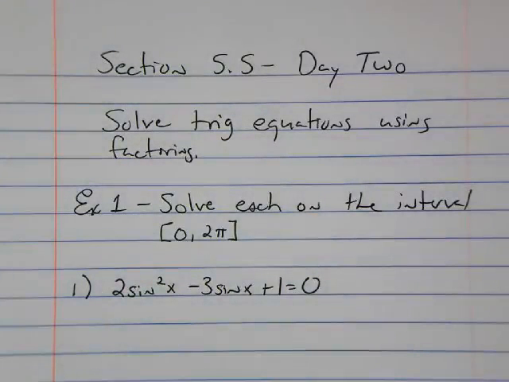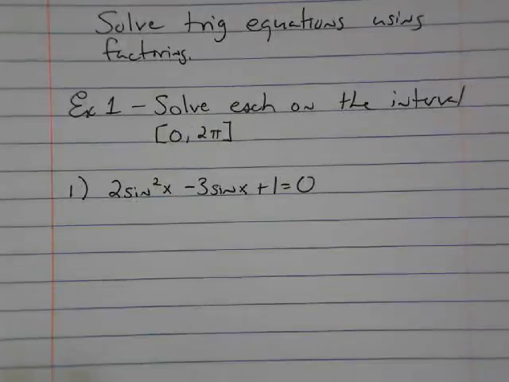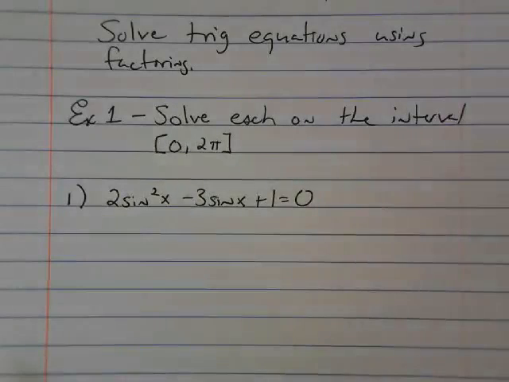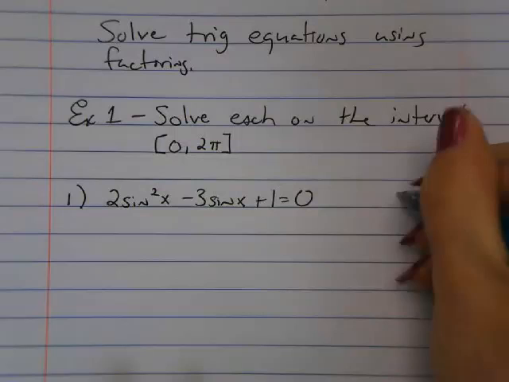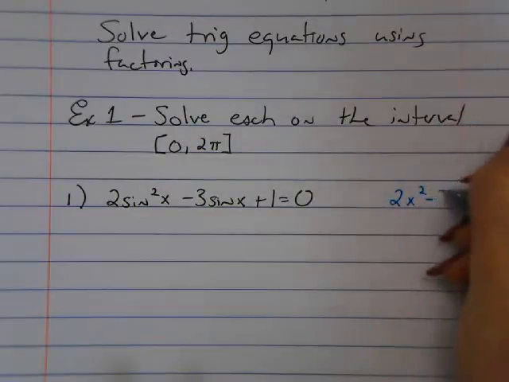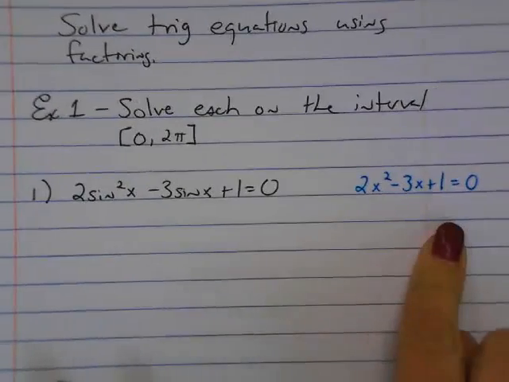Alright, remember from yesterday a couple of things. First of all, remember that sine has a period of 2 pi, cosine has a period of 2 pi, tangent has a period of pi. The other thing, remember, if this looks like too much with the sines, you can always come over to the side and ask yourself, how would I factor this?